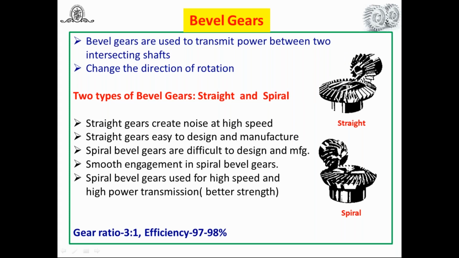Look at this here. All these are straight gears. Again here, another one is the spiral. Spiral means the teeth have some curvature, for the bevel pinion as well as for the bevel gear. Okay, having some curvature. So you can see it's a spiral. That is the basic difference.